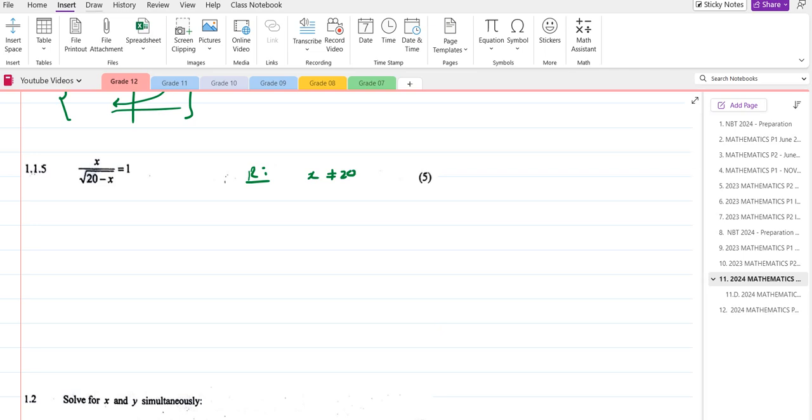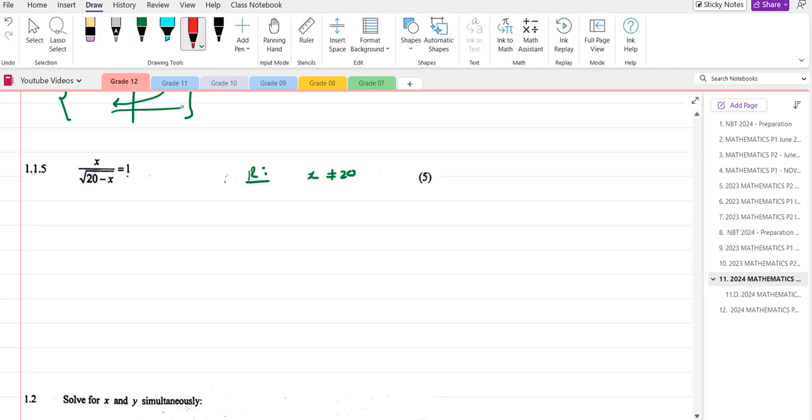Now, because it's a surd equation, we want the surd on one side, so we're going to cross multiply. 1 times root 20 minus x, and 1 times x is x, right? Let's put the root 20 minus x on the left hand side. So we have root of 20 minus x here, and 1 times x is x by cross multiplication.